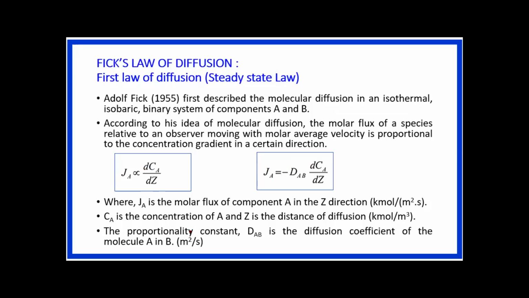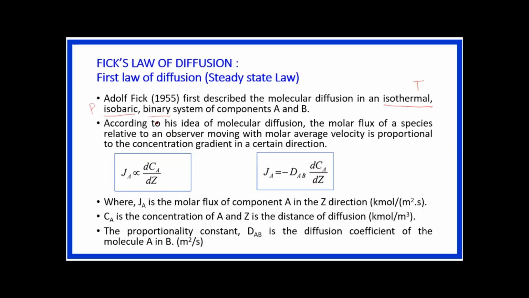Then the next concept is Fick's law. There are two Fick's laws, the first law and the second law. Now we are going to discuss the first law of diffusion. In the first law of diffusion, Adolf Fick in 1855 described molecular diffusion in an isothermal, isobaric and binary system. Isothermal means the temperature is constant, isobaric means the pressure is constant, and binary system means there are two components present, that is A and B in this case.